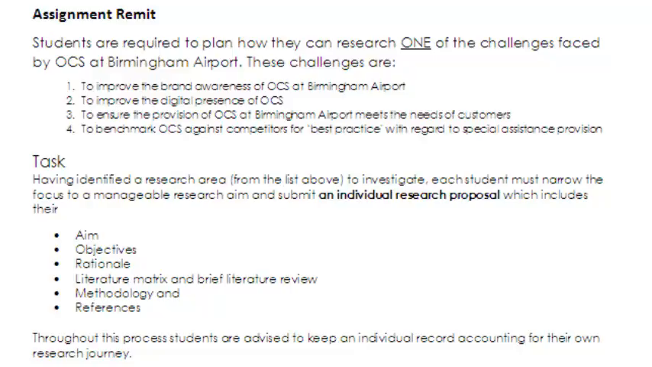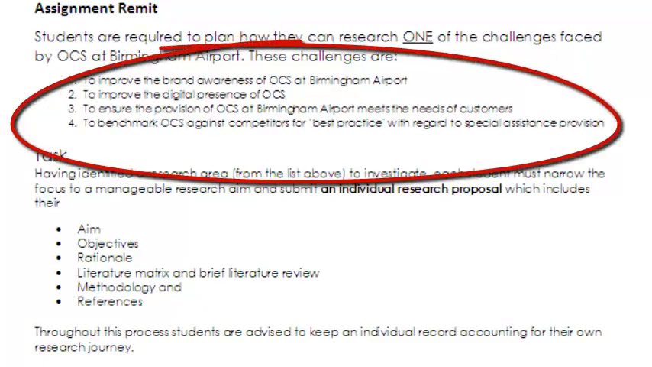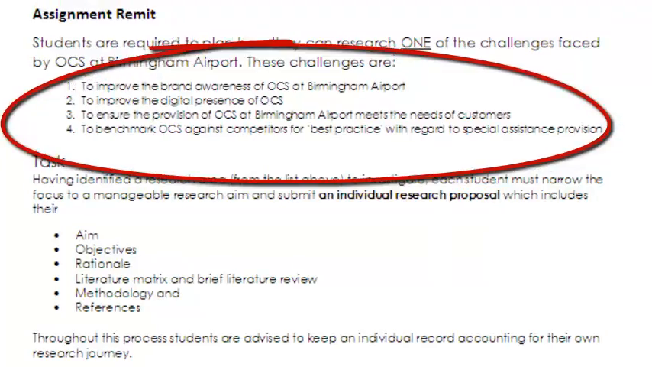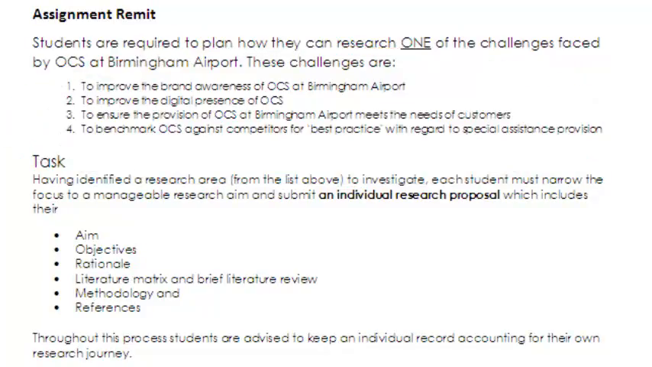So we have a client who we are working for, and the client is OCS at Birmingham Airport. They have identified 4 challenges that they face and they would like our help in solving them. Your seminar lecturer has allocated you one of these 4, and it is this that you focus on for the rest of the coursework. The first step is to focus your challenge.